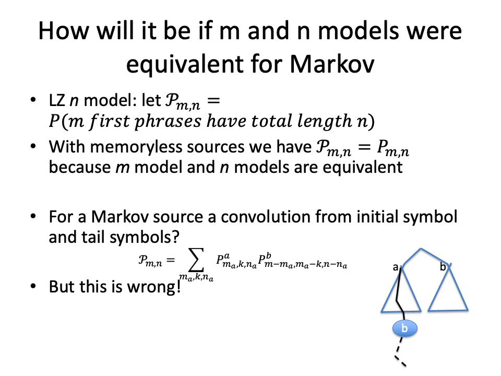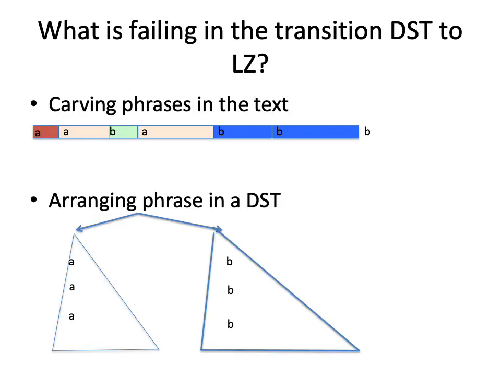But before looking at this convolution, we must convince ourselves that this identity is wrong. So why is it wrong? What is failing when we try to do the transition from the Markovian DST to Lempel-Ziv? It's something very simple. You take a text and you use a Lempel-Ziv writing process to carve phrases.